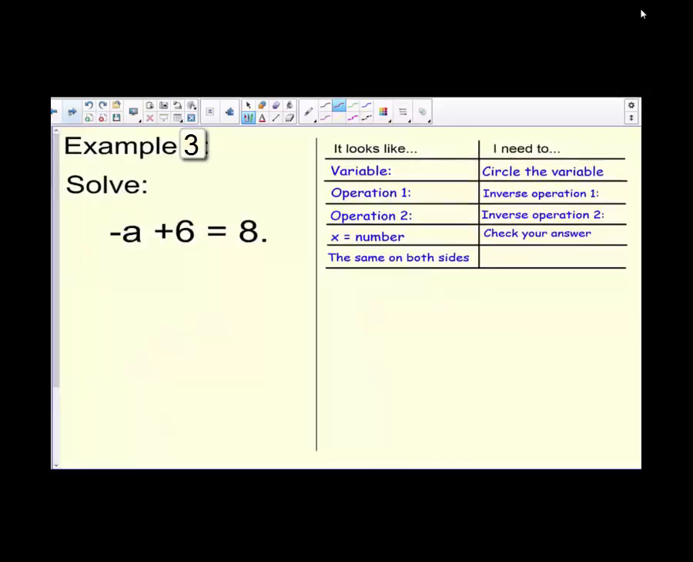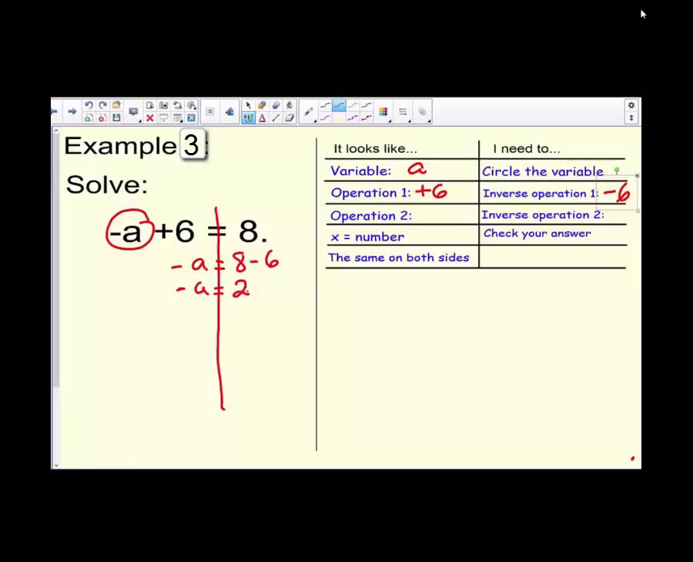Example number 4. Same thing again. We look for the variable. It's right here. It's a. What operation is happening on the same side of the equation close to the a? We are adding 6. Therefore, my opposite operation or inverse operation is subtracting 6 to the other side. So I'm going to write down -a equals 8 minus 6. Therefore, -a equals 8 minus 6 equals 2. And 8 is greater, so it's a positive 2.